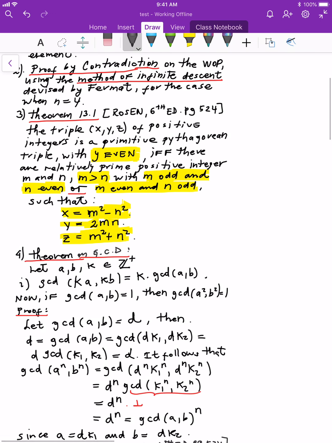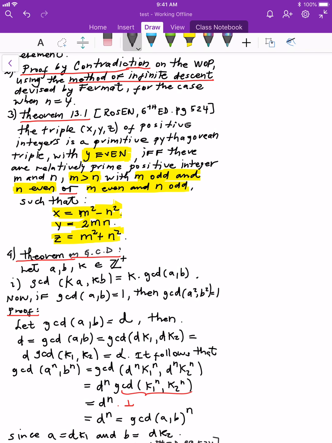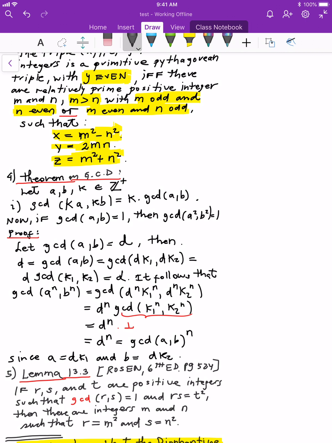And basically theorem 13.1, this theorem we're going to use, on the triplet of positive integers x, y, z is a primitive Pythagorean triplet with y even if and only if there are relatively prime positive integers m and n, where m is greater than n, with m odd and n even, or m even and n odd, such that, and this is most important, x equals m squared minus n squared, y equals 2mn, z equals m squared plus n squared.